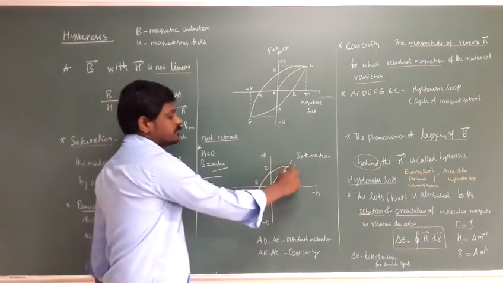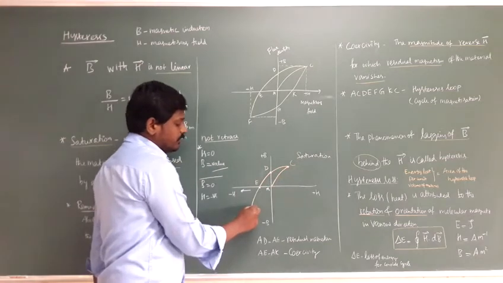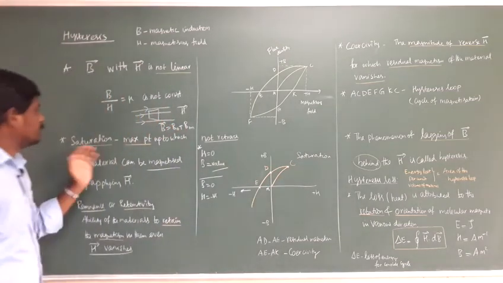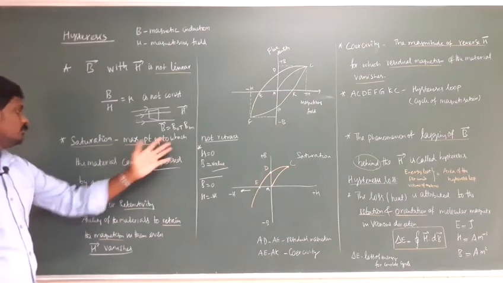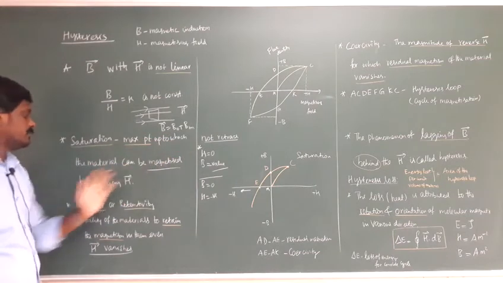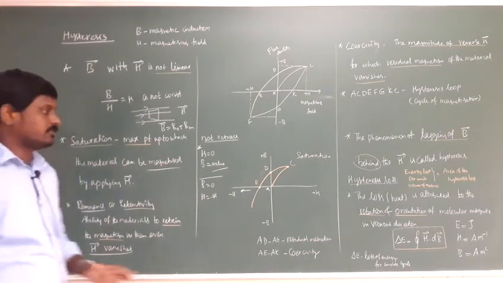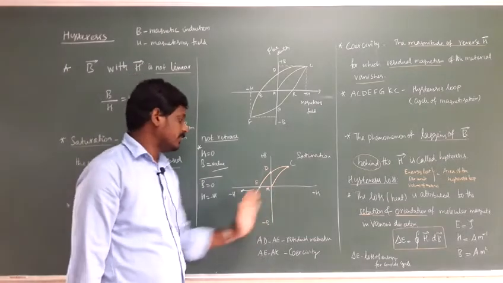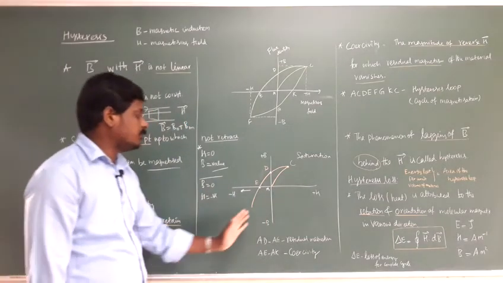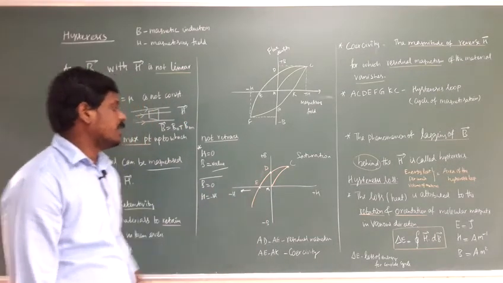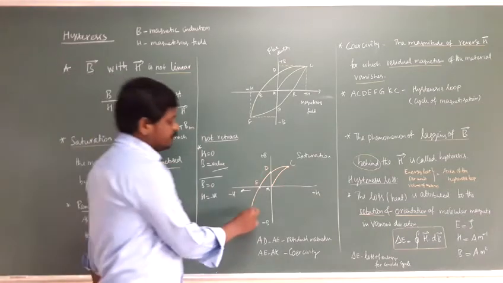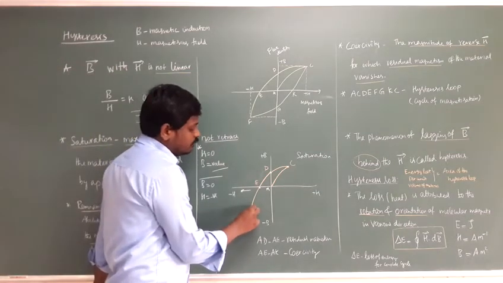So here this one is the positive saturation. What is my saturation? The maximum point up to which the material can be magnetized by applying a magnetizing field. So here positive magnetizing field, here negative magnetizing field, up to which it has some magnetic induction. After that, from negative saturation it again goes back.